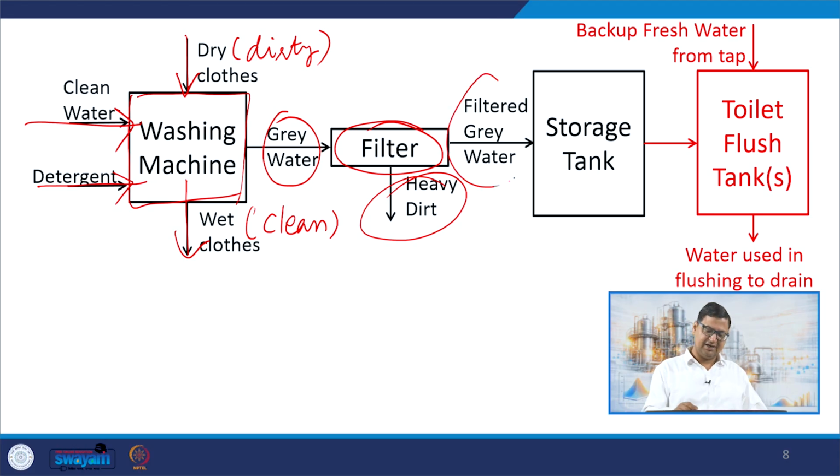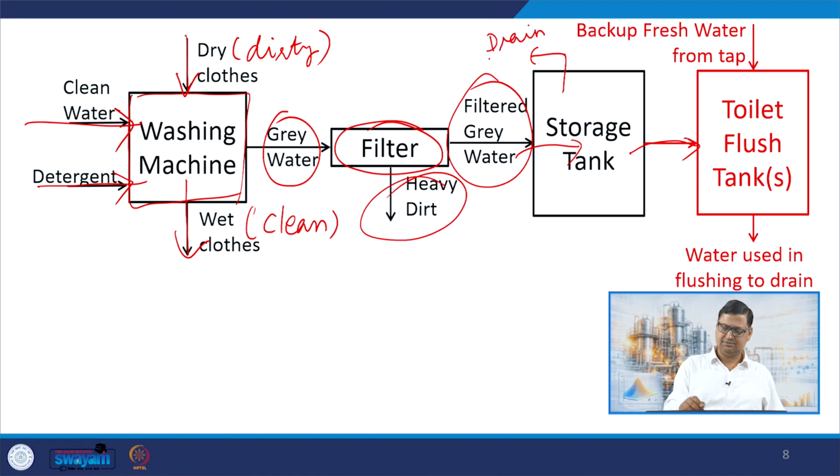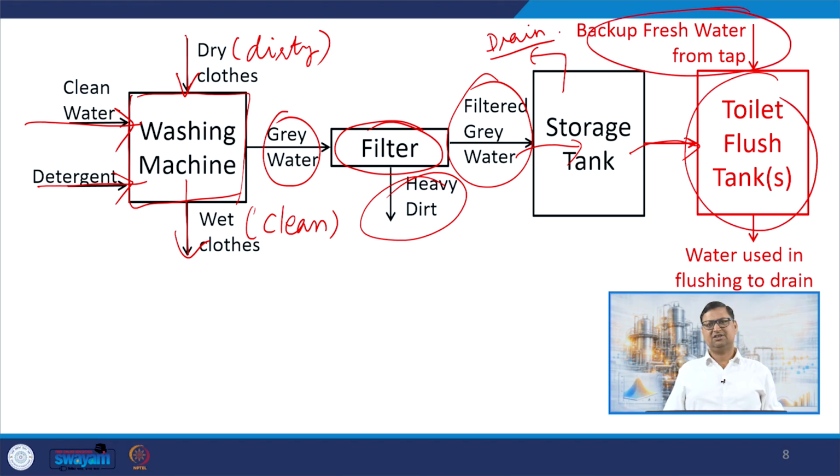And then the filtered gray water goes to the storage tank. Now from the storage tank, whenever it is required, it goes to the toilet flush tank. Any overflow of the storage tank can also go to the drain, because the storage tank will be of a certain capacity. So if there is plenty of supply of filtered gray water, the tank will be full, and then there will be overflow to the drain. And the toilet flush tank also gets backup fresh water from the tap whenever it is required.